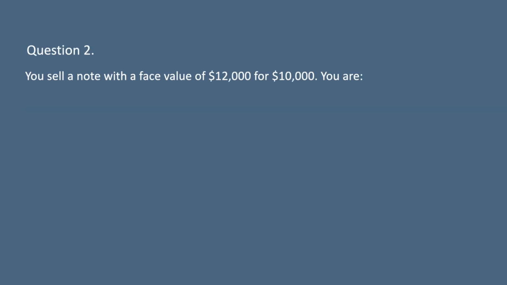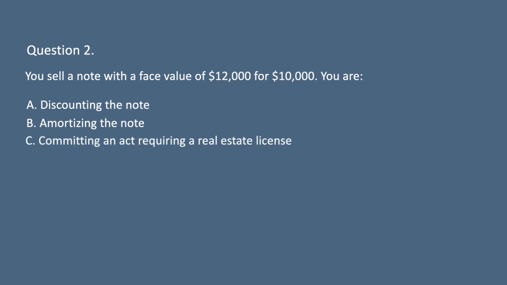Question 2. You sell a note with a face value of $12,000 for $10,000. You are A. Discounting the note. B. Amortizing the note. C. Committing an act requiring a real estate license. D. Committing fraud. Answer. A.